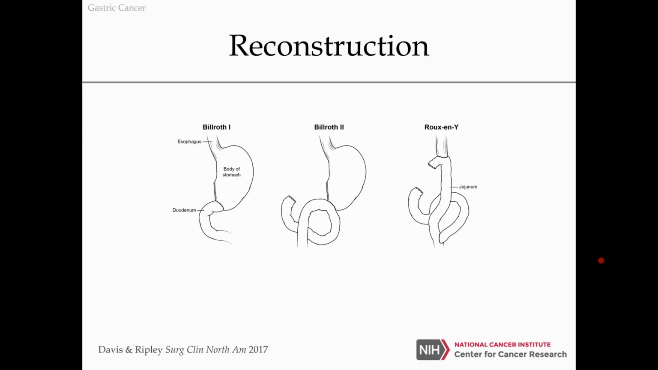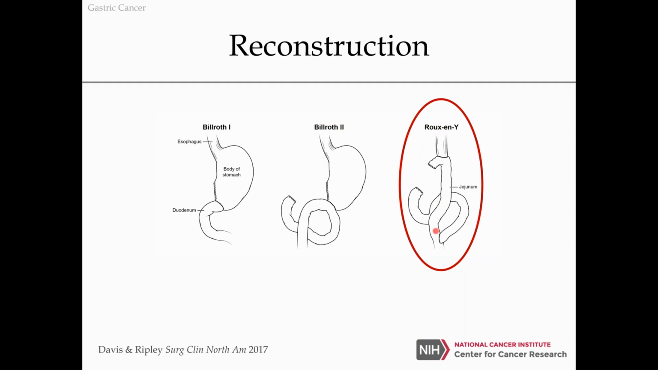Well, after you take that part of the stomach out, you have to put it back together. These 2 types of reconstructions here, called Billroth 1 and Billroth 2, are really just reconnecting the intestine to the stomach after you have removed part of the stomach. However, I'm going to focus just a few minutes here on the total gastrectomy reconstruction, which is called a Roux-en-Y. Roux was a Swiss surgeon, whereas Billroth was German.